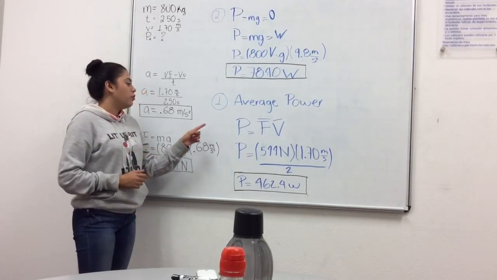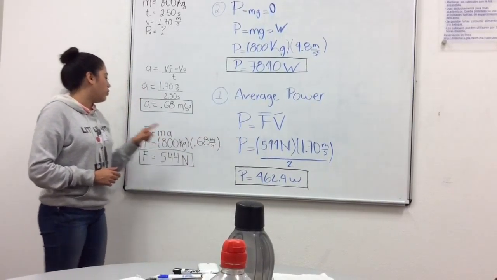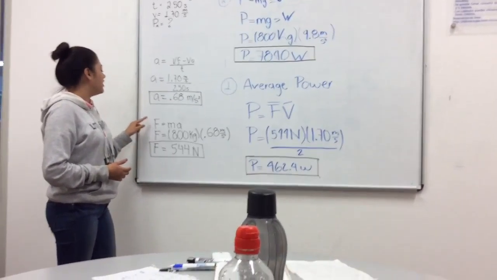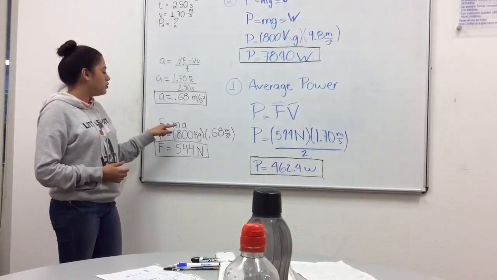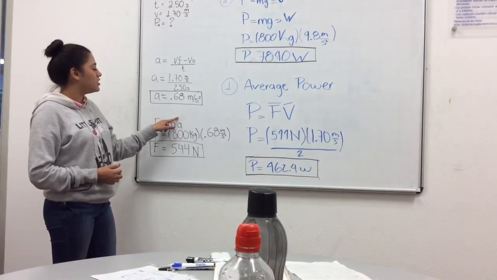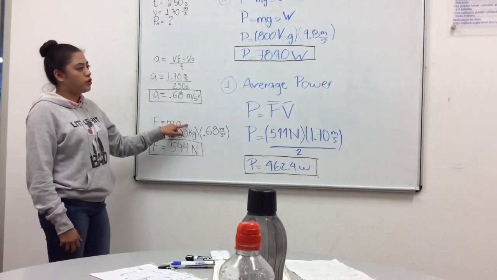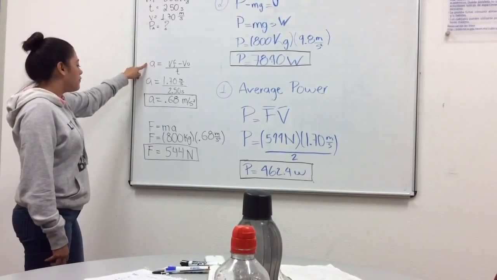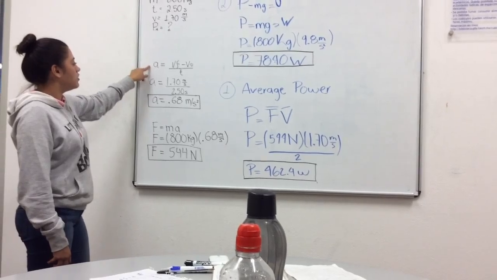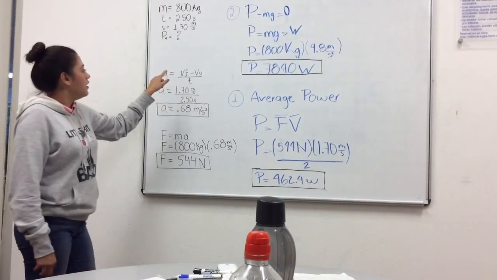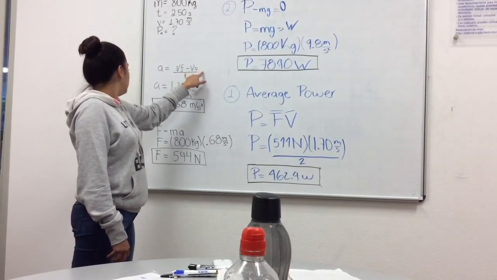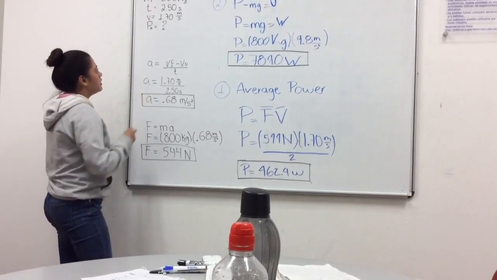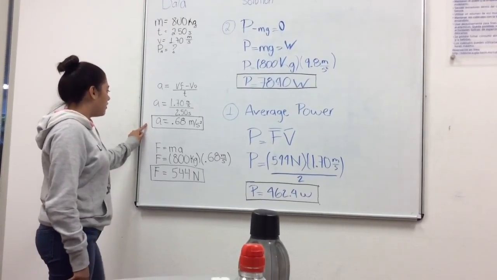To know this, we don't have the force, so we have to find the force, and we use the formula that force equals mass times acceleration. But we don't have the acceleration, so we use the formula of the acceleration, that is acceleration equals final velocity minus the initial velocity over the time, and we substitute the values that we have.